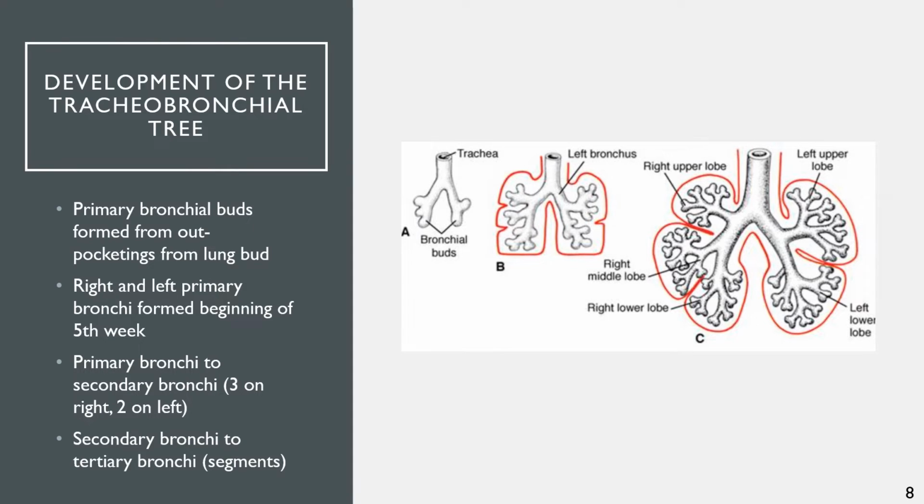Then the buds are going to enlarge at the beginning of the 5th week and form the right and left primary bronchi. From there, we know that the right side will form 3 secondary bronchi and the left will form 2, corresponding with the correct number of lobes on each side. Secondary bronchi then divide repeatedly to give rise to tertiary segmental bronchi, 10 on the right and 8 on the left.